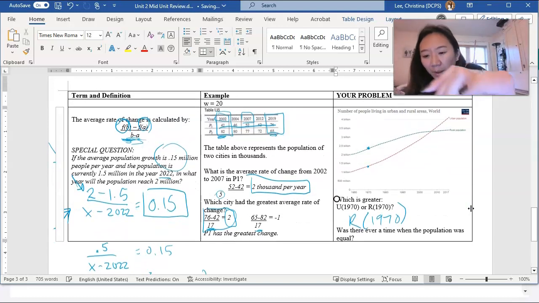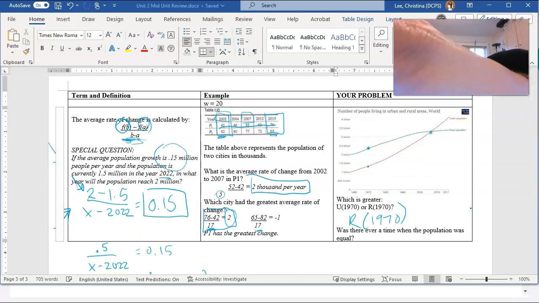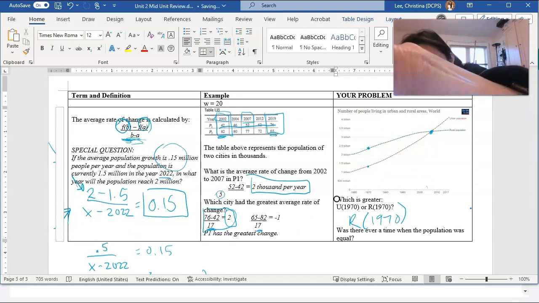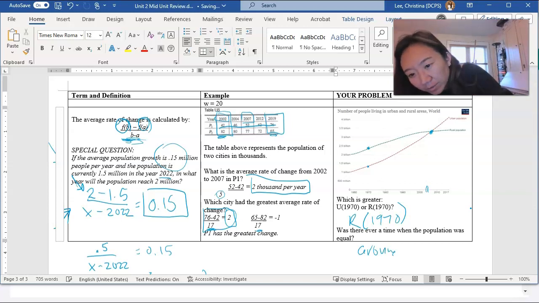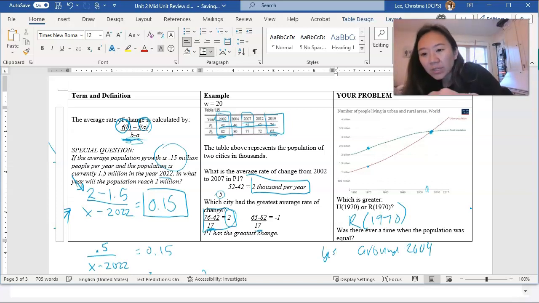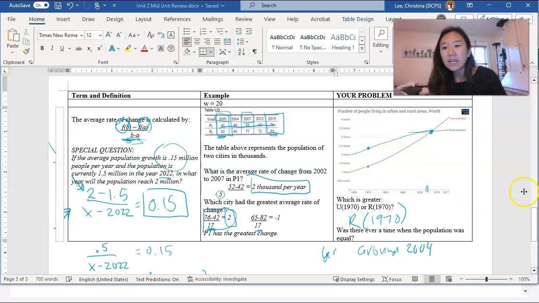Was there ever a time when the population was equal? Yes, the population was equal here sometime between 2000 and 2010. We can probably estimate around maybe 2004 or 2003. Kind of hard to tell there. But yes, it was, and that's where they intersect right here, because at this time, their population is about 3.25 billion approximately. So when those lines intersect, it's showing us that they have the same output.